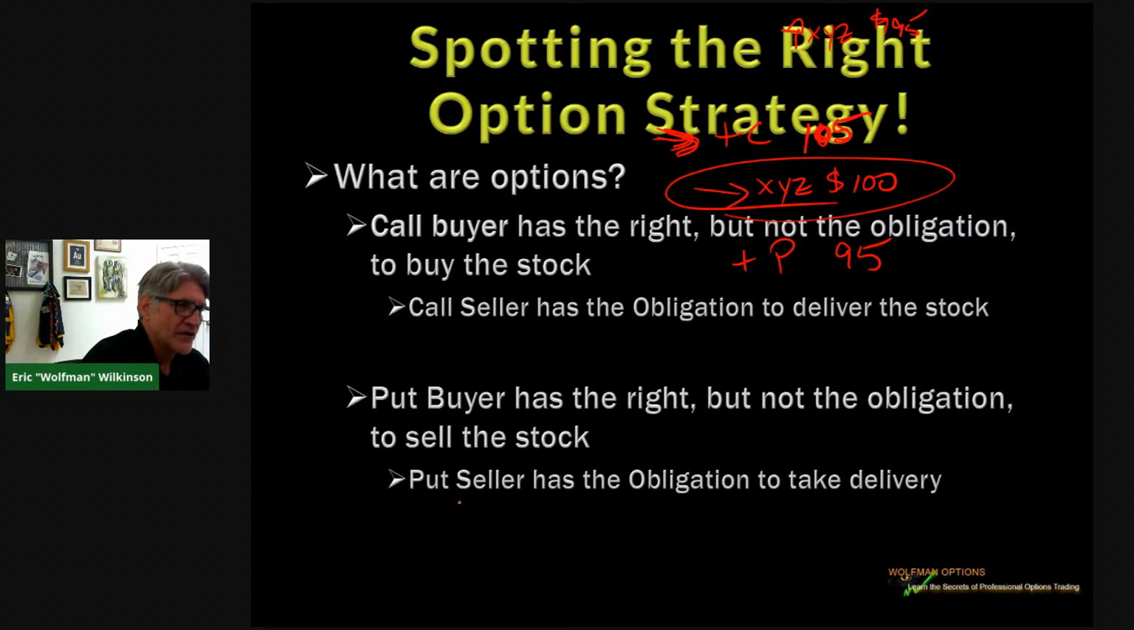And on the other side of the puts, the seller has the obligation to buy it. So if I bought a put at 95 and this underlying goes down to 0, I say, dude, you're taking my stock at 95, and he has to buy it there. Okay.